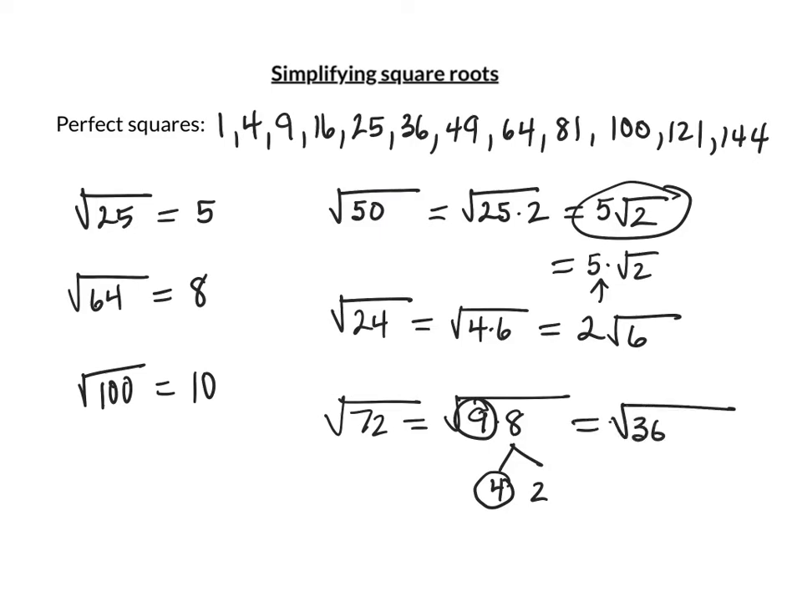36 goes into 72 twice. I can take the square root of 36, that's 6. Left underneath the root then is the 2 that we couldn't take the square root of.